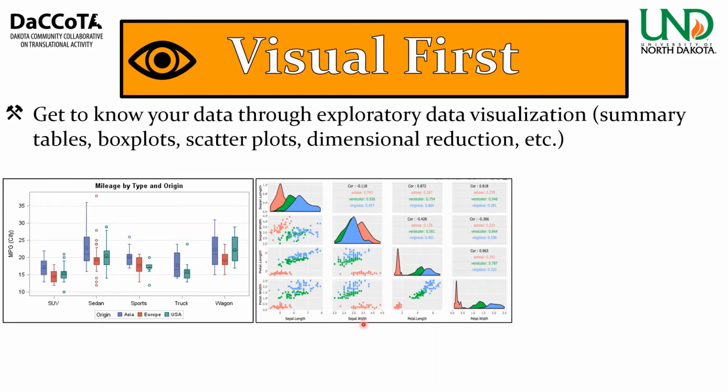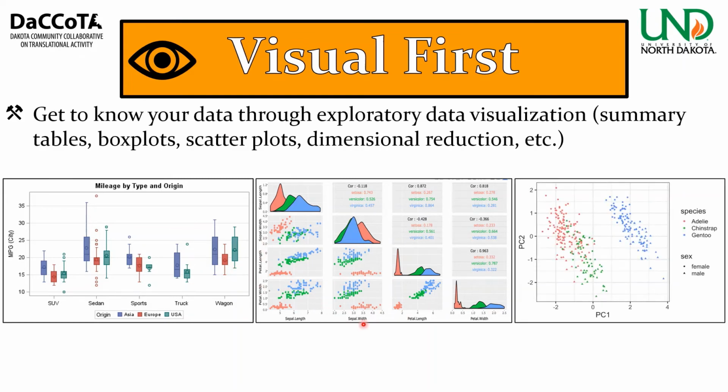This is colored by group. And you could also do dimensional reduction like PCA. For example, this is penguin data, a bunch of variables, and they colored it by both species and sex. You can see definitely some of the species really scattered out by those dimensions.